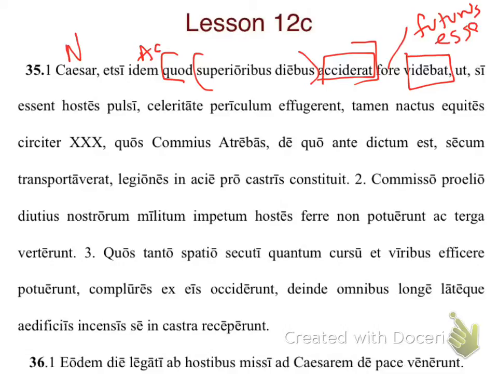even if he was seeing the same thing, he was seeing that the same thing would happen, which had happened on the previous days.